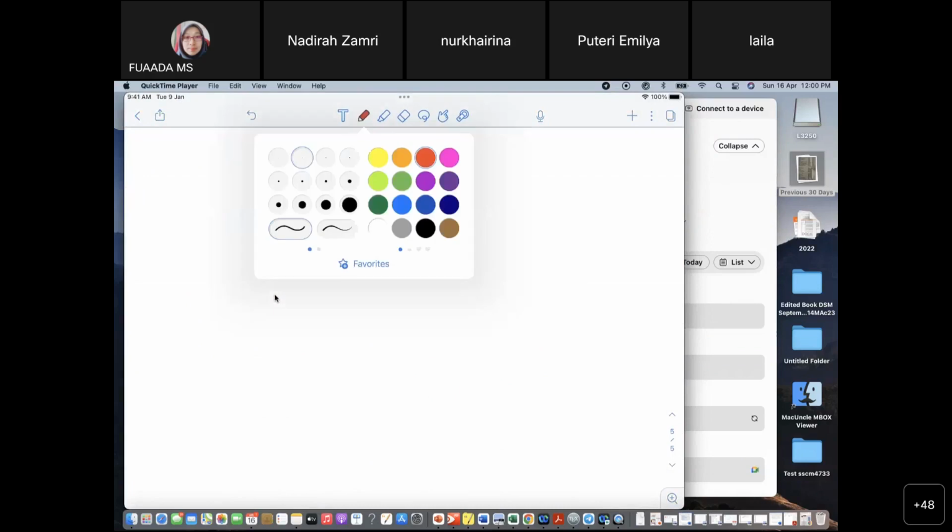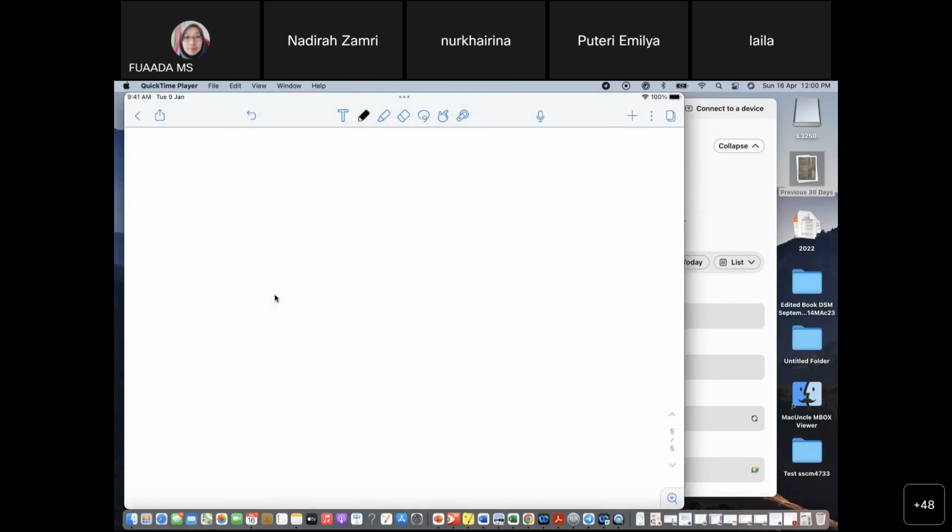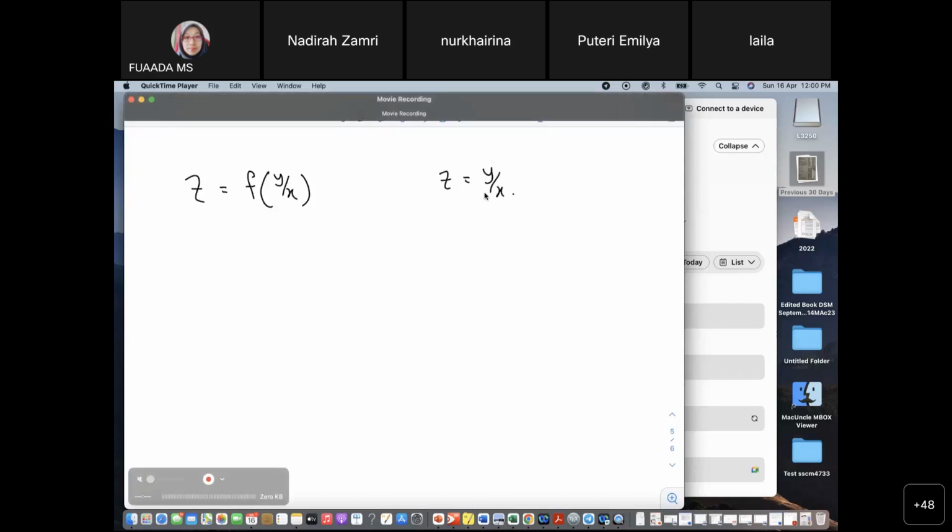Okay, so in this example, you have a function z. Z is a function of y over x. It is not the same as reading this to be z is y over x. That one is only a single layer, z is y over x. But this one, z is a function where the outer function is f and the inner function is y over x. So they are not the same.